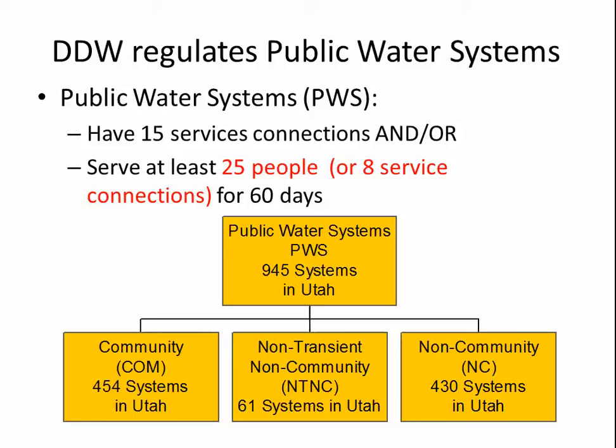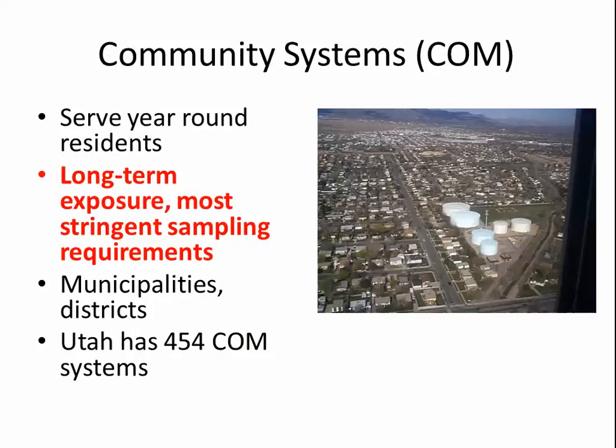So once a system is defined as a public system, we further categorize it into one of 3 systems. It can be either a community system, a non-transient non-community system, or a transient non-community system. So if you're a public system, then you belong into one of these 3 bottom categories. So let's go over these categories and talk about what they are.